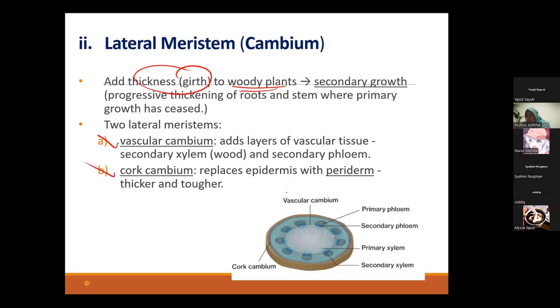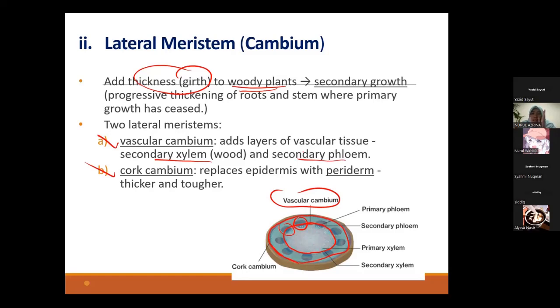Okay, vascular cambium yang mana? This one. Vascular cambium yang ini, where you have your vascular tissue ni. This is vascular cambium. And where is cork cambium? Cork cambium is here. So vascular cambium adds layers of vascular tissue. That's why you will have secondary xylem and also secondary phloem.